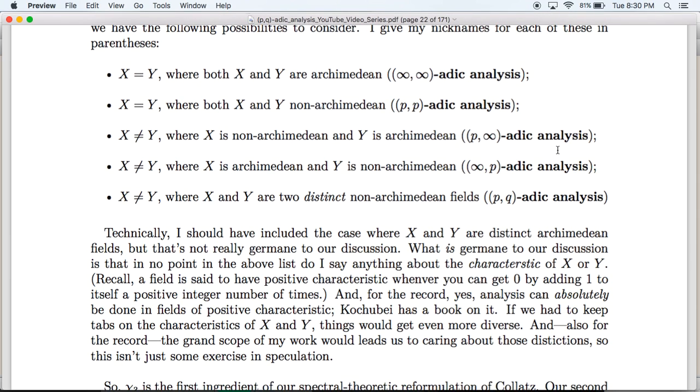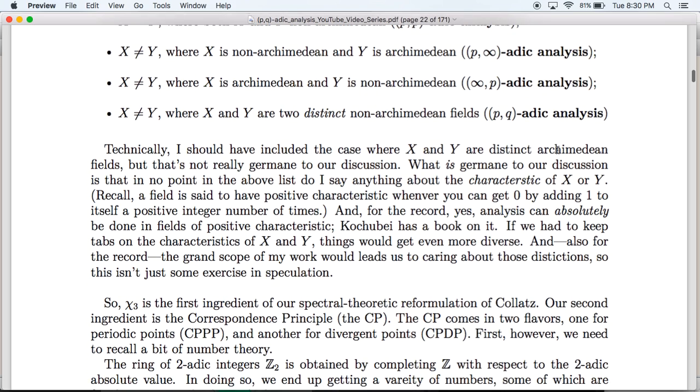And just in case you think that the positive characteristic versus the 0 characteristic doesn't matter, no, in my research it absolutely does, because we'll be doing things in positive characteristic too, eventually. So that's our first part. We have our correspondence principle, which, as I said, comes in 2 flavors: the one for periodic points and the one for divergent points. This is the CP-PP and the CP-DP. And the CP-PP is a complete bidirectional statement, whereas the CP-DP currently only has one direction proven.